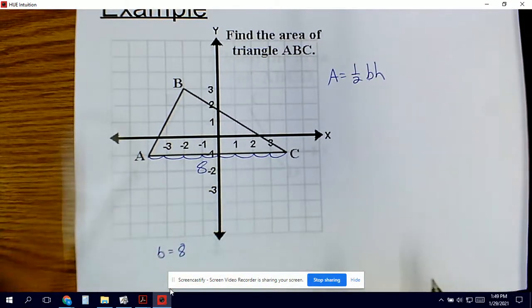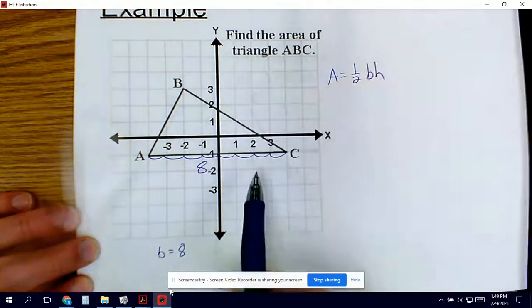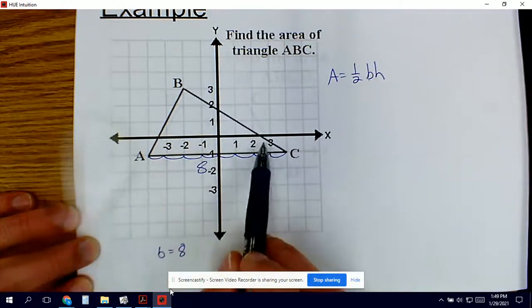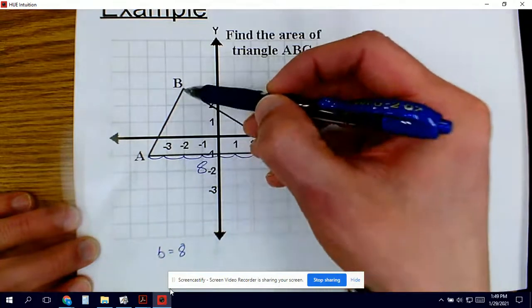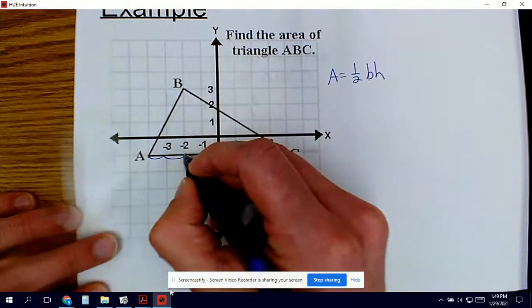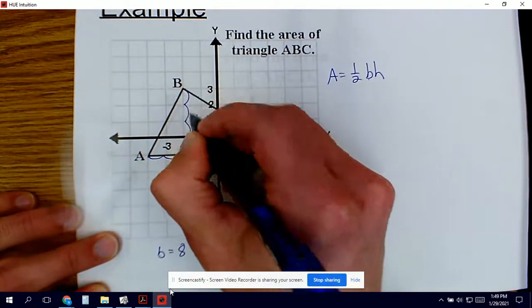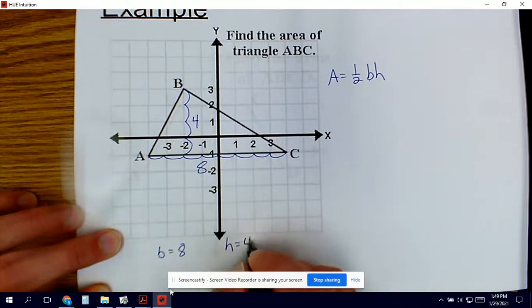Now our height. The height, if you remember in a triangle, is the measure from the base, which is line segment AC, to the opposite vertex. So I need to get up here to B. So if I'm counting the height, it would be 1, 2, 3, 4 units tall. So I get a height of 4.